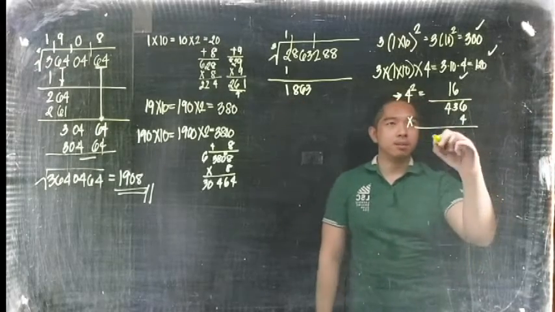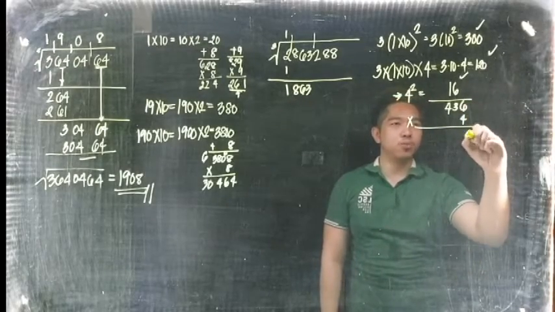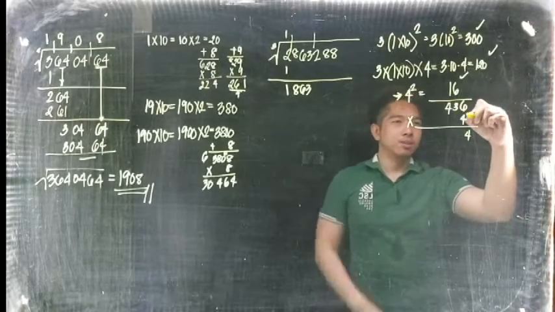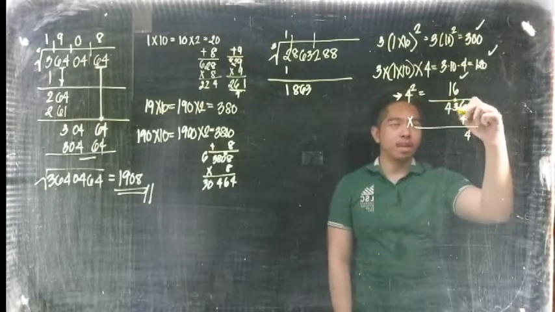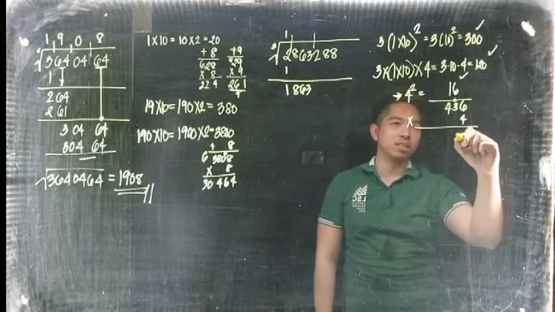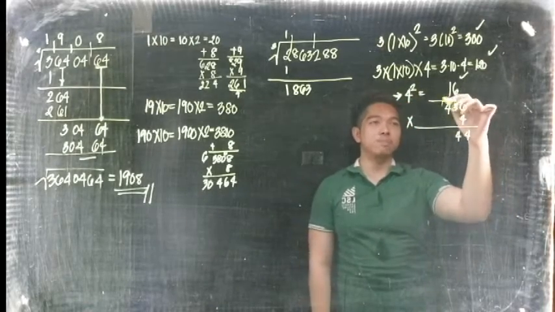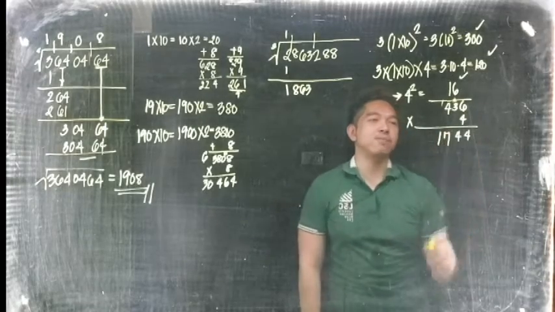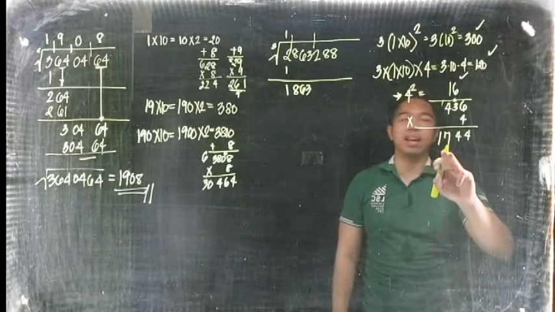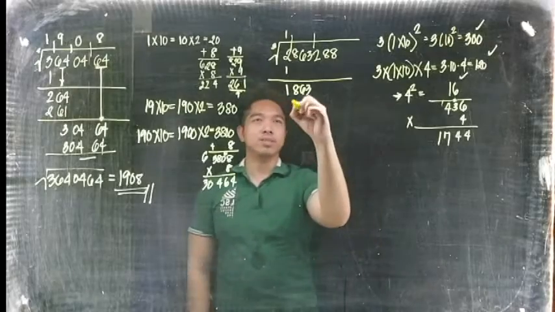So that would be 4 times 6, so that is 4. 4 times 3, so 4 carry 2. 4 times 3, so 12 plus 2, so that is 14. Okay, carry 1. And we have here 4 times 4 is 16 plus 1, so 17. So we have here 70. So we have there 1,744. Okay, so sakto siya.